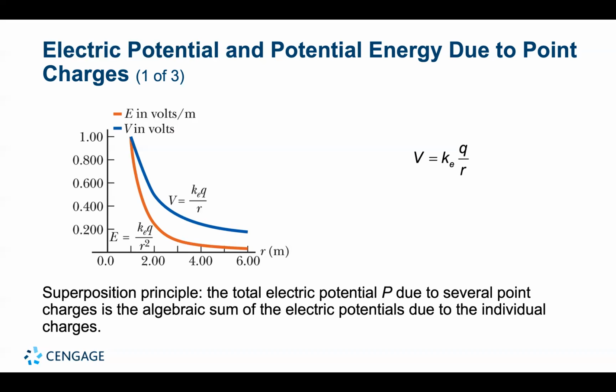The electric potential of 2 or more charges is obtained by applying the superposition principle. The total electric potential at some point B due to several point charges is the algebraic sum of the electric potentials due to the individual charges. Because electric potential is a scalar quantity, it's much easier to evaluate the electric potential at some point due to several charges than to evaluate the electric field, which is a vector quantity.